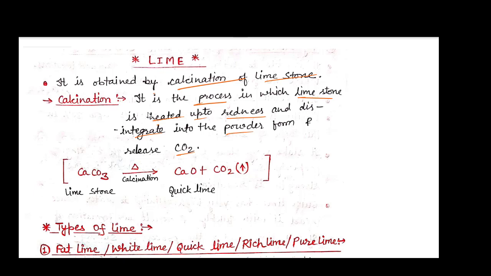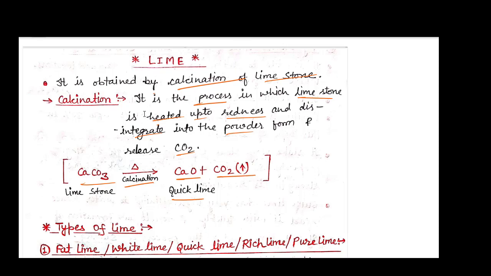As you have seen, when we mix water with the lime, it releases heat and CO2. So this is due to the calcination process. Here the process equation is given. CaCO3, which is limestone, when calcinated becomes CaO, which is quicklime, and it releases CO2.